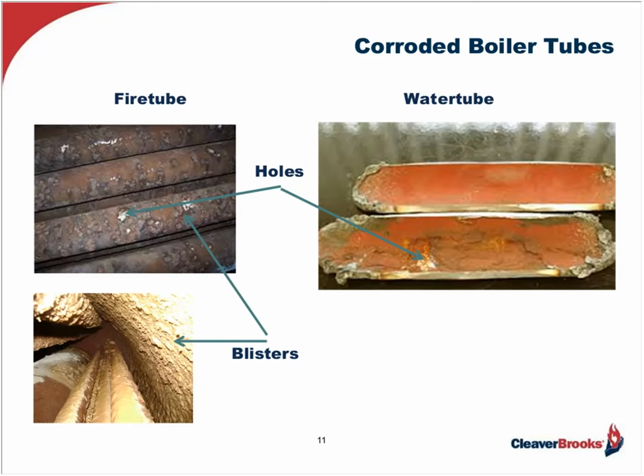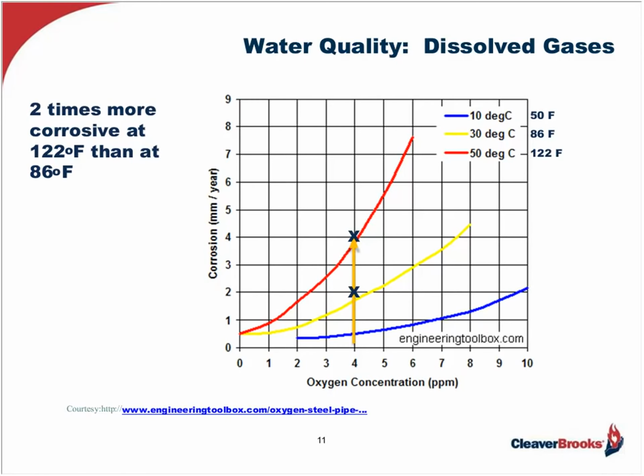Now, because remember, we're talking about boilers which are operating under pressure, and as such, elevated temperatures. Here, let me show you what I mean. The chart here shows the accelerating corrosion rate of oxygen when it's exposed to elevated temperatures. As you see in this example, I've highlighted the point using 4 parts per million of oxygen, and I'm also calling your attention to the yellow and red lines representing 86 degrees and 122 degrees, respectively.